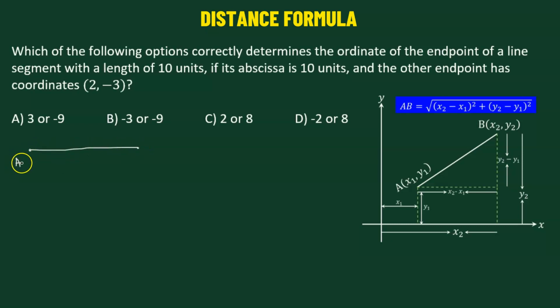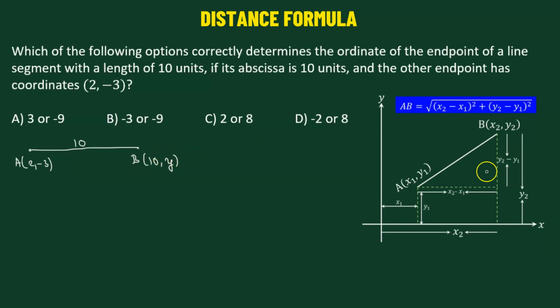Let's say one of the coordinates of the endpoint of the line is going to be (2, -3). The other one, let it be point B, and it has the abscissa given by 10 units. Now we need to find out its ordinate. The ordinate, we're going to consider it to be y. Okay, and it's also given that the distance between the 2 points A and B is going to be 10 units. It's a very simple problem.